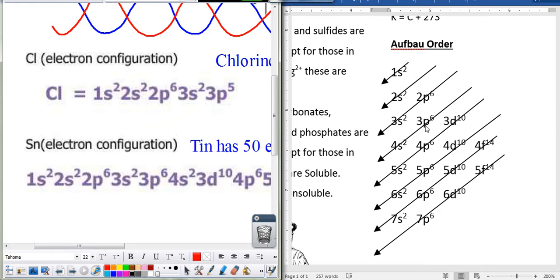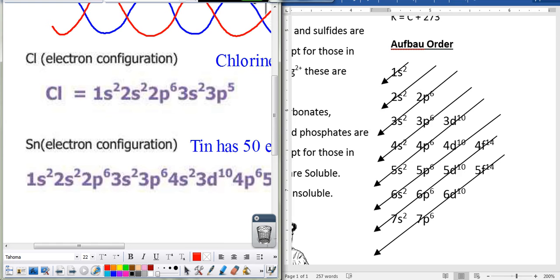You started on the arrow, slide down, 3p6, keep going. 4s2 is what comes after the 3p6. Hey, what do I do after I finish this arrow? Go to the beginning of the next arrow. 3d10, 4p6, 5s2. End of the arrow, go to the next one. 4d10, 5p6, 6s2. End of the arrow, go to the next one.